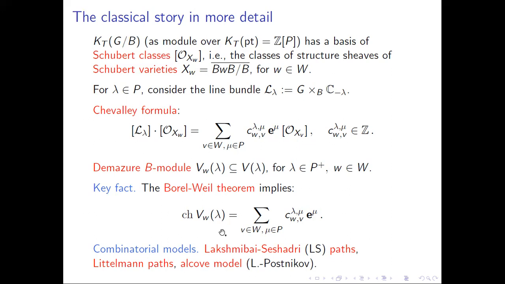For instance, Lakshmibai-Seshadri paths is a classical model. Then more generally, we have Littelmann paths. And then we have a discrete version of these path models that I developed with Postnikov, called the alcove model, and which I developed even more since then in various directions. And I will mention the alcove model soon.